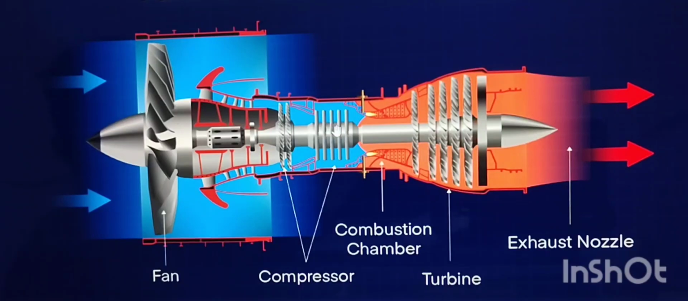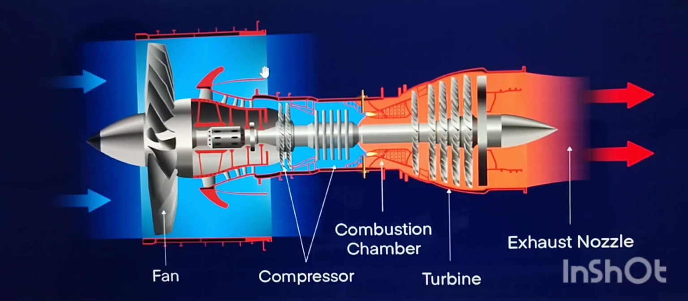The third one, the important one, is the combustion chamber. Then the fourth one is the turbine section, the turbines. Then the last one is the exhaust nozzle. At the same time, we have the inner core, where we have the compressor. The outer part we call the bypass.